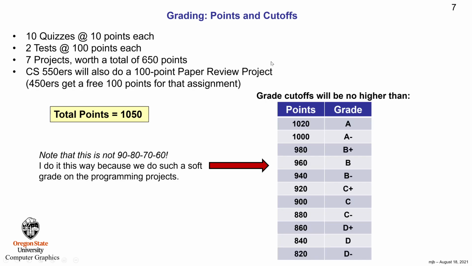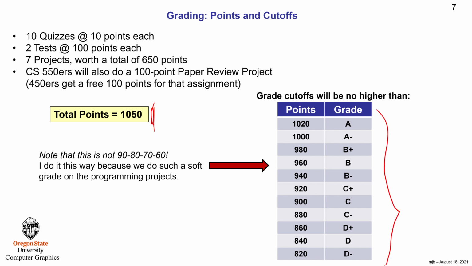Grading. I grade on, well, I call it a fill up the bucket approach. But basically, you get points for everything and you add them up. So it's basically they've already been weighted. So quizzes are worth 10 points because, well, that's about what a quiz would be weighted. Tests are worth 100 points each. Projects are worth a different amount of points depending on how hard they are. So total points is 1050.